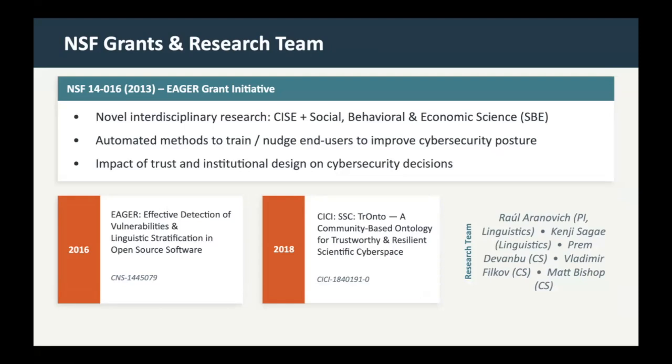So the two ideas that we came up with were to address the question of automated methods to train or nudge end users to improve cybersecurity posture, and also investigate the impact of trust and institutional design on cybersecurity decisions. We got 2 grants, an EAGER, which is a smaller seed grant, and then later on a bigger grant to develop this ontology for cybersecurity.